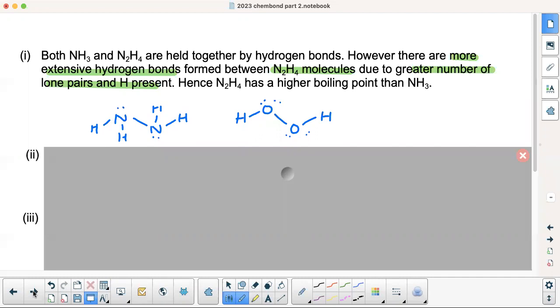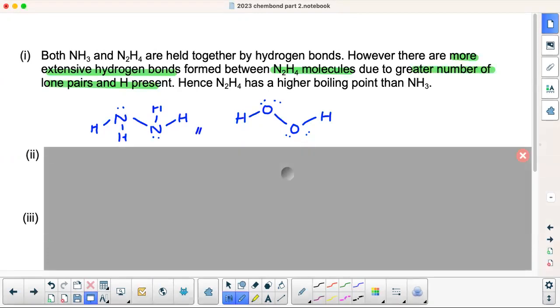Maybe I just check. Okay, Jeremy, help me out. Jeremy, tell me, is the extensiveness the same or different? Different. Okay. Over here, who's limiting, H or lone pair? Lone pair. Okay, good. Lone pair.